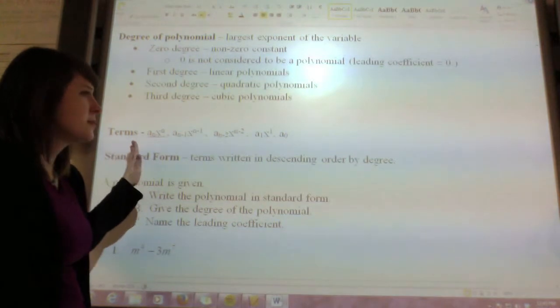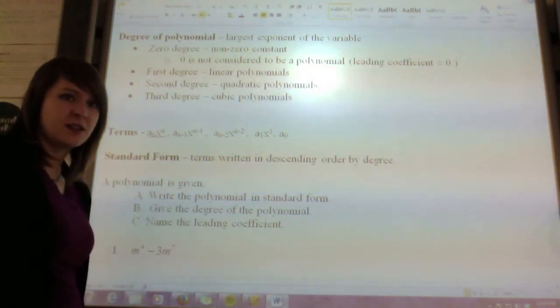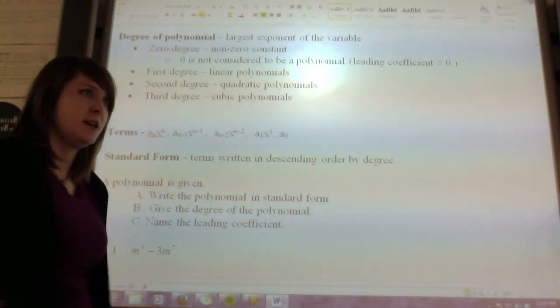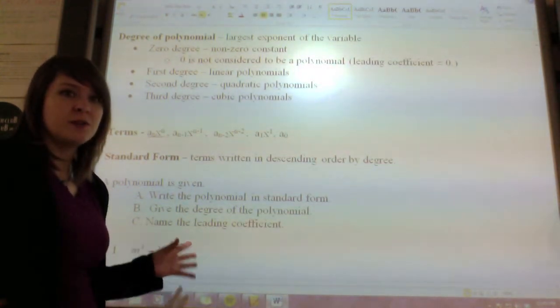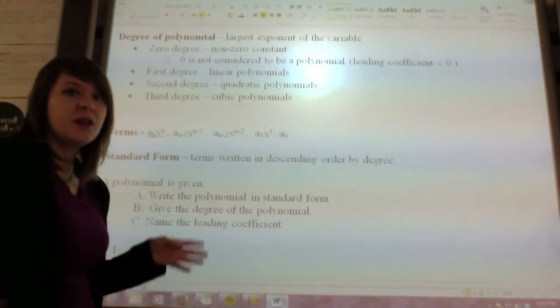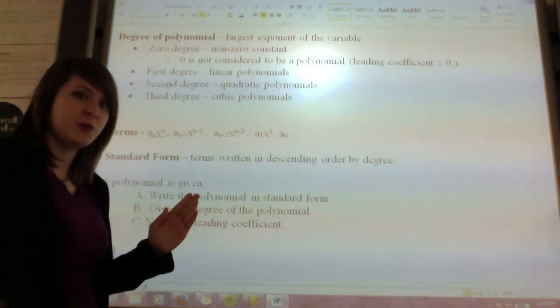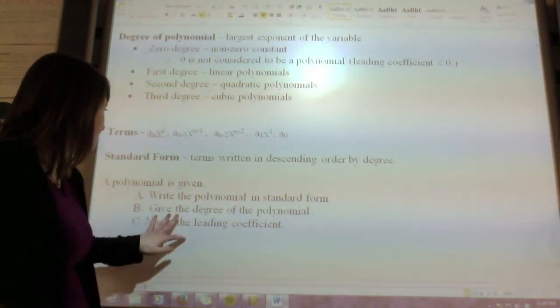Your terms are actually the values that you're just adding together. So if I had something like 3x squared plus 5x plus 8, 3x squared would be one term, 5x would be one term, and 8 would be one term. So the terms are just the different things that we're adding together in our polynomial function.